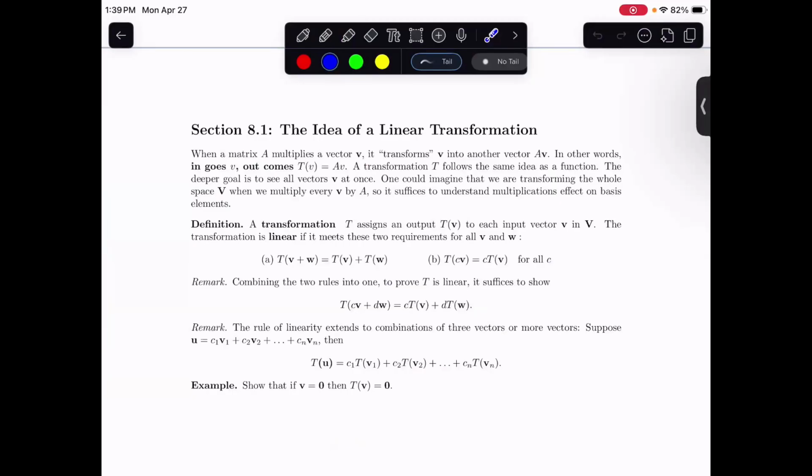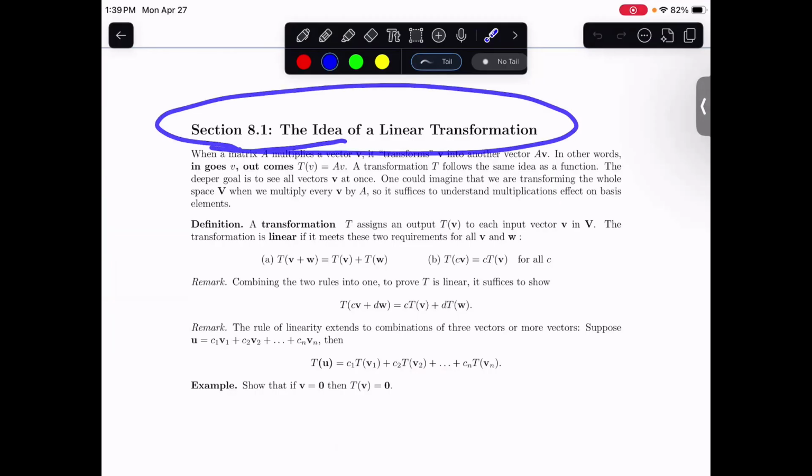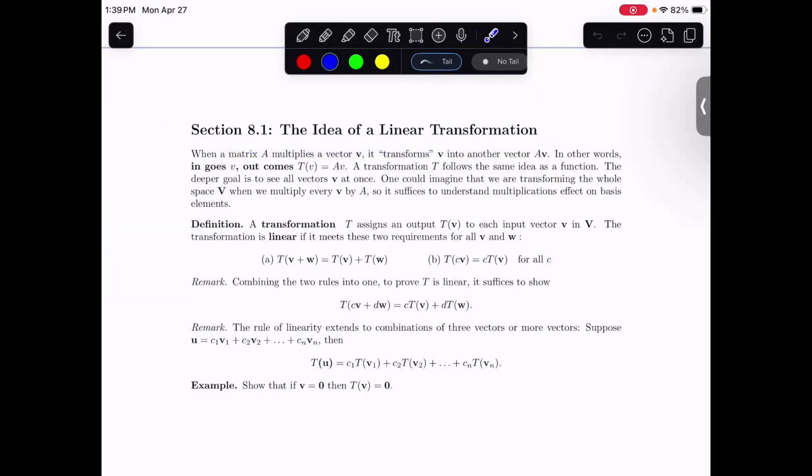So today in this lecture video, I'm going to go over section 8.1 and maybe I'll have time to go through section 8.2 as well. So you can see it's 1:39 now on Monday.